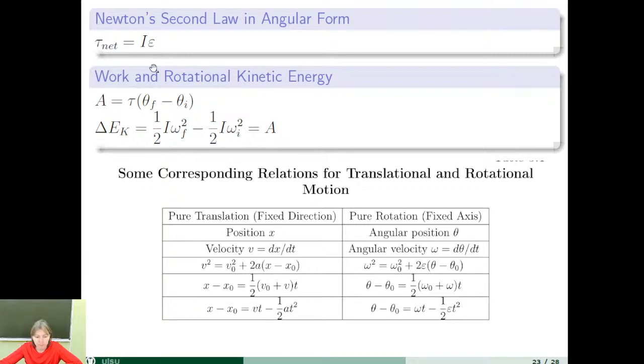And work and rotational kinetic energy. Work is the product of torque and the differential of angle, and rotational kinetic energy is half the product of the moment of inertia and the angular velocity squared. And the change of this kinetic energy is the work.